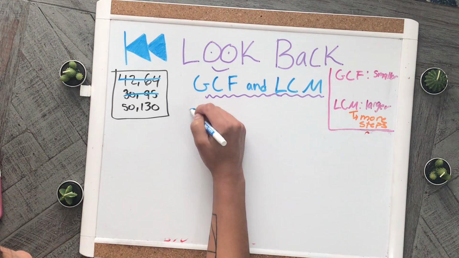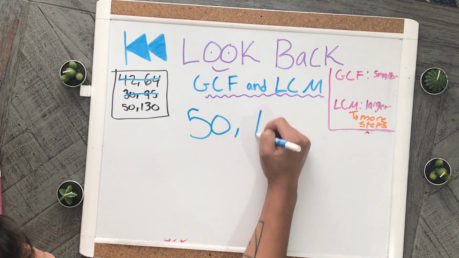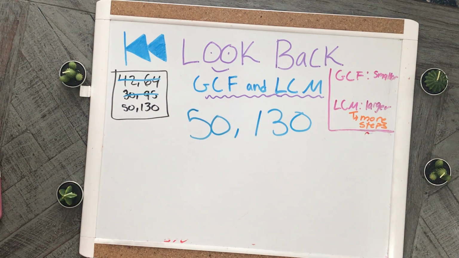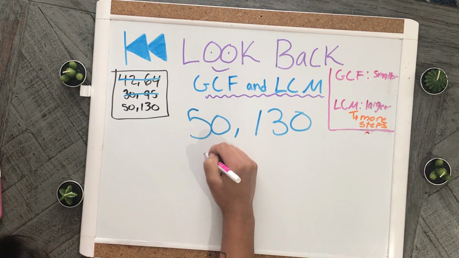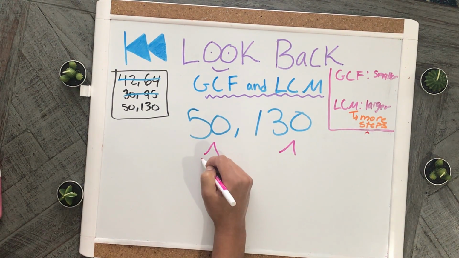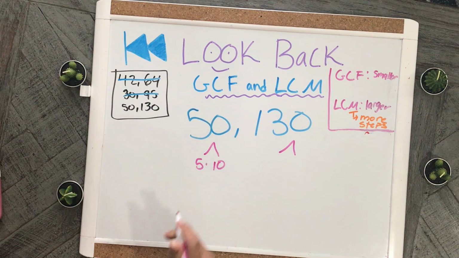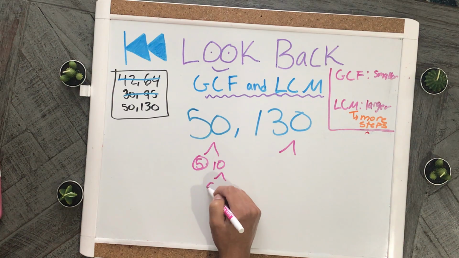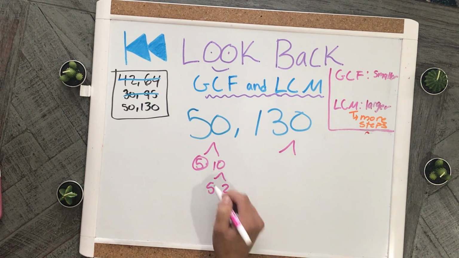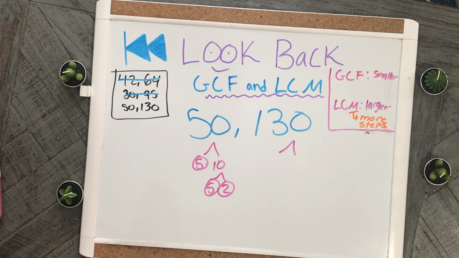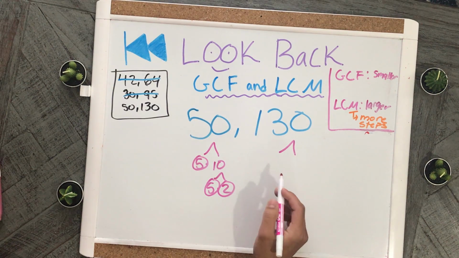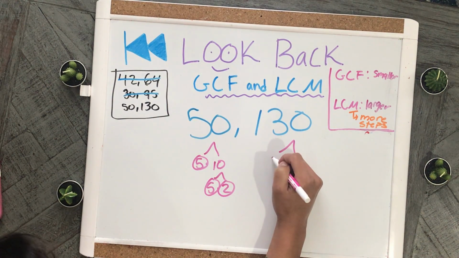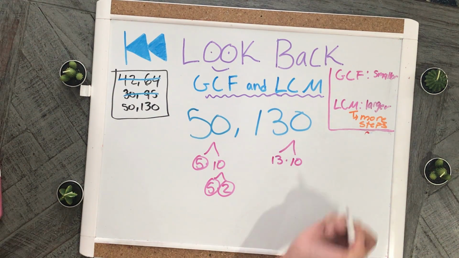All right, we have 50 and 130, okay? So let's use those good old factor trees. How can we get to 50? Well, we can multiply 5 times 10. 5 is prime. 10 we have to break down a little bit more. Okay, we can do 5 times 2. We are there now at the end. For 130, think about what you're going to use, but I'm going to use 13 times 10, okay?